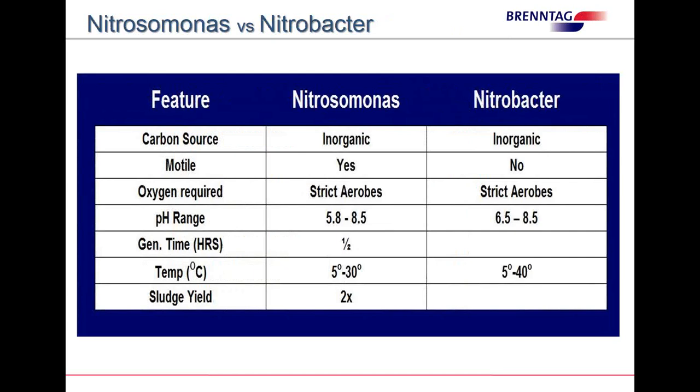Now, this is just a little bit on Nitrosomonas and Nitrobacter. These are the two bugs that take the ammonia out of the water. Nitrosomonas makes it go from ammonia to a nitrite. Nitrobacter makes it go from a nitrite to a nitrate. And you can tell these are some of the common characteristics of nitrites and nitrates.